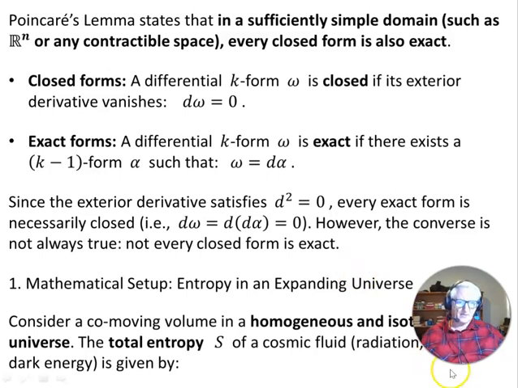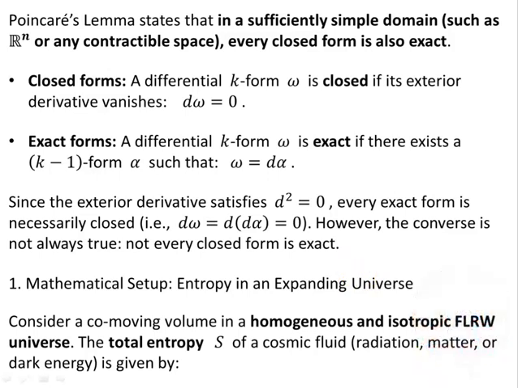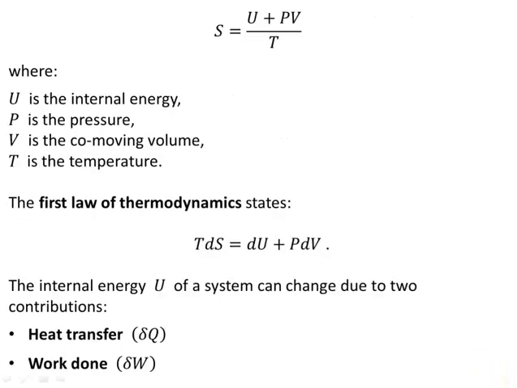Okay, so what we're going to do now is have a look at an example. All right, so let's have a look at a setup. We've got entropy in the expanding universe. Consider a co-moving volume in a homogeneous and isotropic FLRW universe, Friedmann, Lemaitre, Robertson, Walker universe. The total entropy S of a cosmic fluid, and in our case we're talking about radiation, matter, or dark energy, for instance, is going to be given by the following. So this is the total entropy S of some cosmic fluid, modelled as a fluid, I should say.